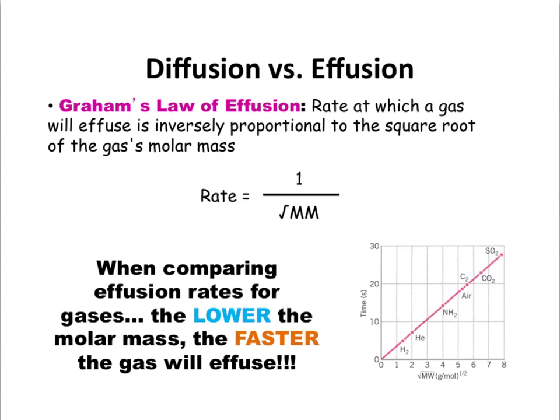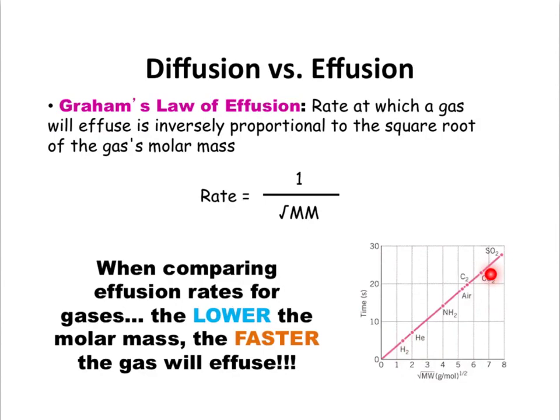Very quickly, I'm going to mention Graham's law of effusion. Graham's law of effusion basically states that the rate at which a gas will effuse is inversely proportional to the square root of the gas's molar mass. The basic gist of Graham's law is that the lower the molar mass of a gas, the faster it's able to effuse. If you look at this graph here, it makes it a little bit easier to understand. Look at hydrogen gas, H2. The time it would take H2 to effuse is much quicker than, say, carbon dioxide. Compare the molar masses. Hydrogen gas, H2, has a molar mass of 2 grams per mole, whereas the molar mass of carbon dioxide is 44 grams per mole. So the lower the molar mass, the faster it will effuse.